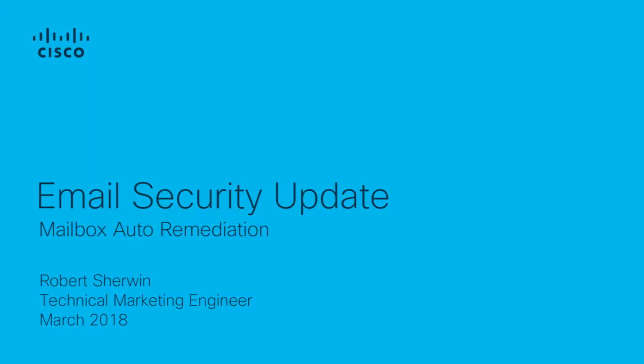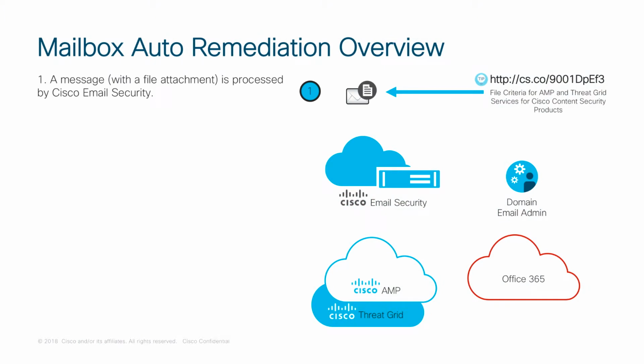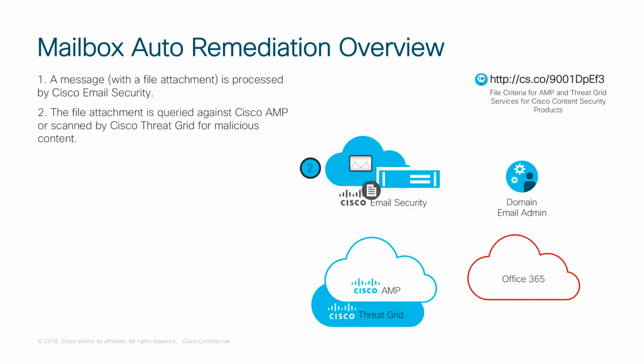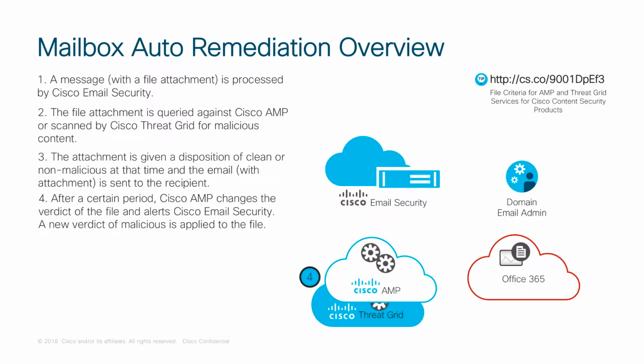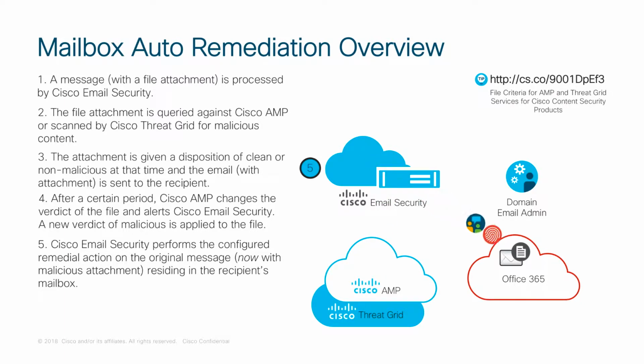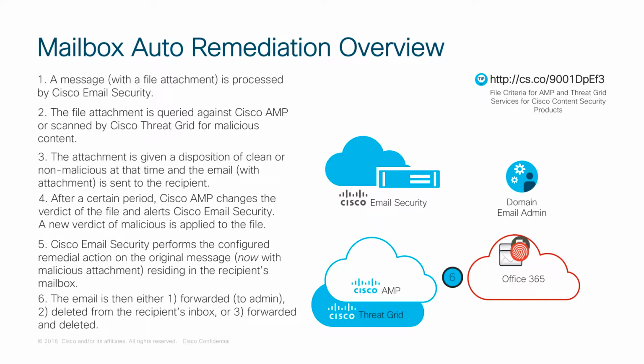Hello. In this video, we will discuss Cisco email security and the mailbox auto remediation feature. A file can be marked malicious at any time, even after it has been delivered to an end recipient's mailbox. Mailbox auto remediation provides a Cisco email security administrator the ability to delete a message with an attachment from a recipient's mailbox in which the file verdict originally was marked clean and has changed to malicious. Once configured, Cisco email security can delete or forward a malicious message with attachment.